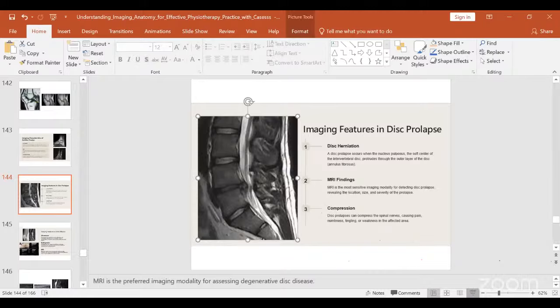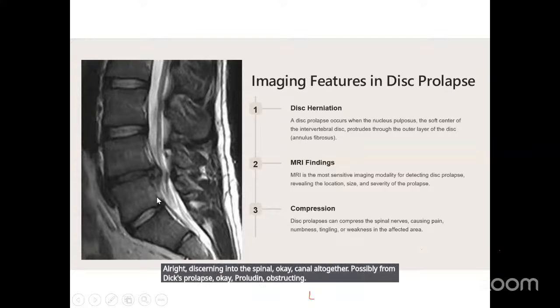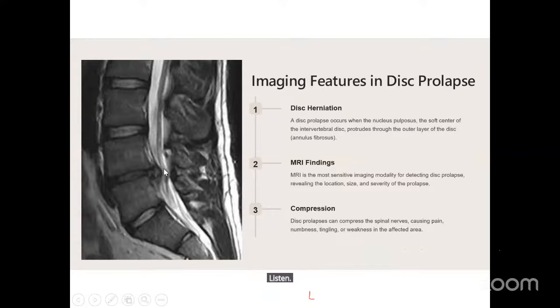Yes, the L4, L5 intervertebral disc. L4, L5. What happens to them? There's herniation there. Good. There is herniation indenting into the spinal canal. Are we together? Possibly from disc prolapse, protruding, obstructing, and that's coronal, collapsing or narrowing the spinal canal, possibly at the level of L4, L5. I agree with you. All right, so MRI is very good for this kind of sensitivity.